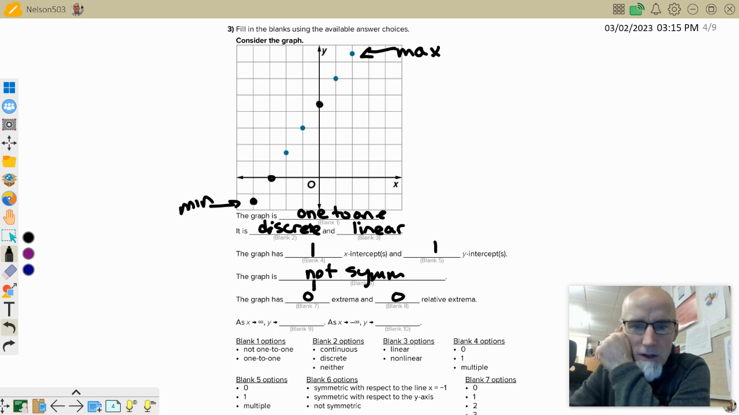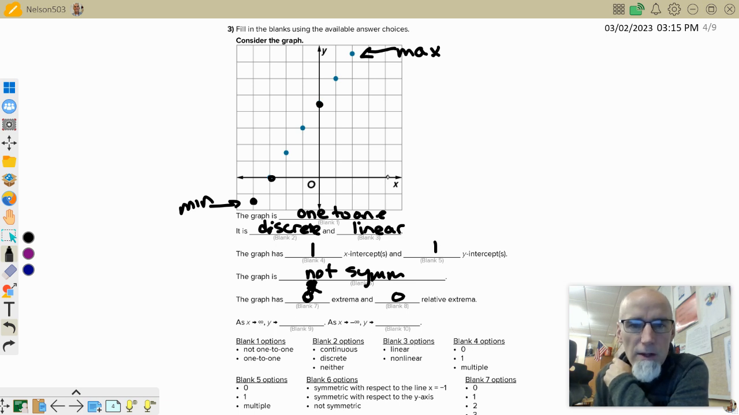That's blank 7. But it doesn't let you, I guess it would be two extrema because there's a minimum and a maximum and one relative. Jeez, I'm going to stick with my 0 and 0. This is a very tricky question. I'm going to say 0 and 0 is the right answer. I could be wrong on that.